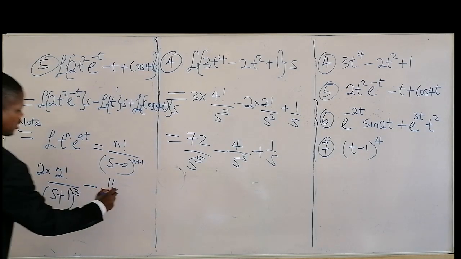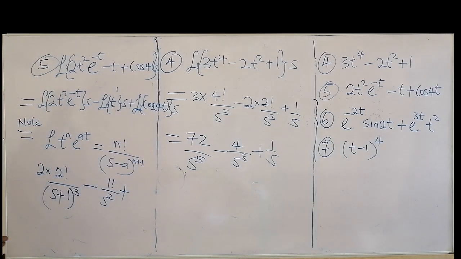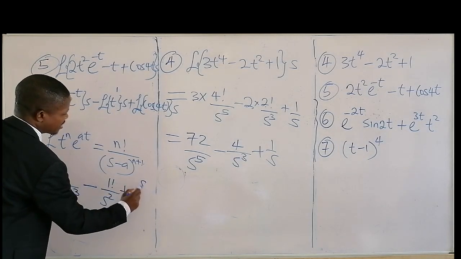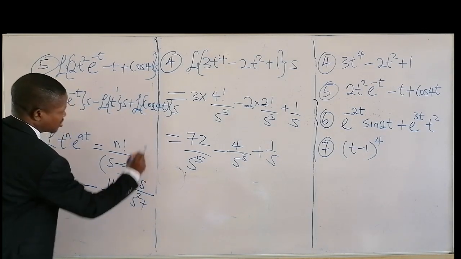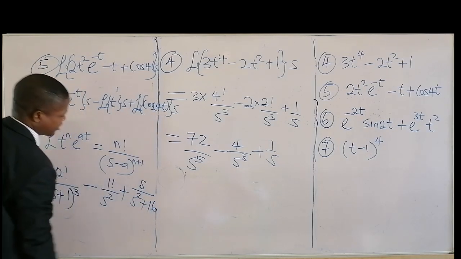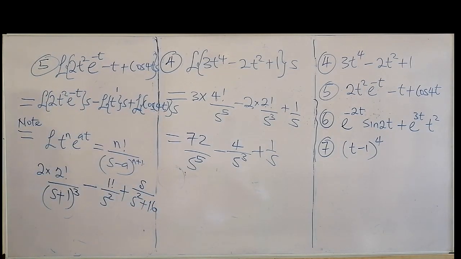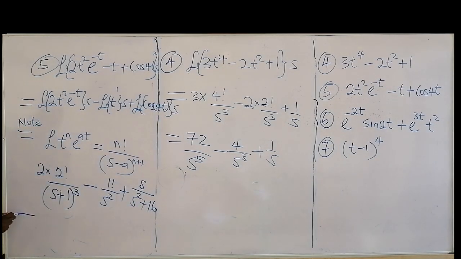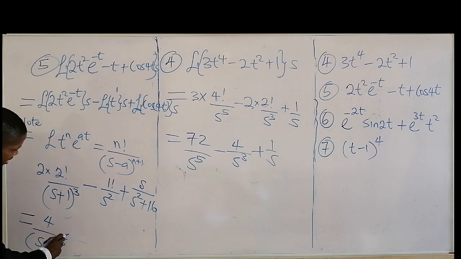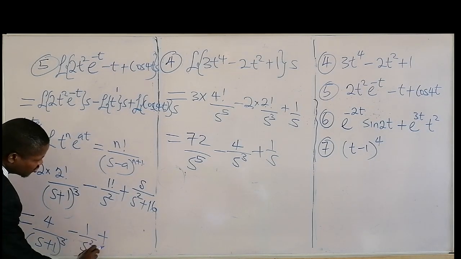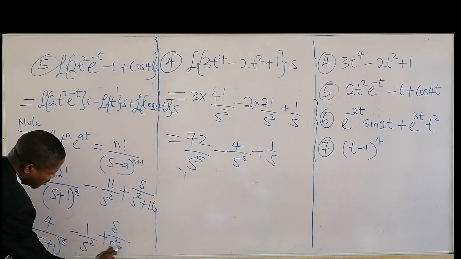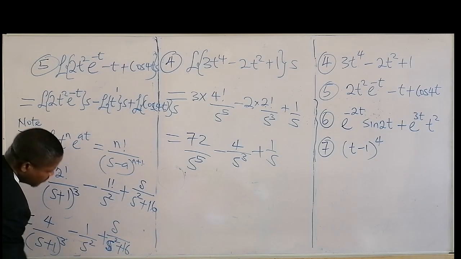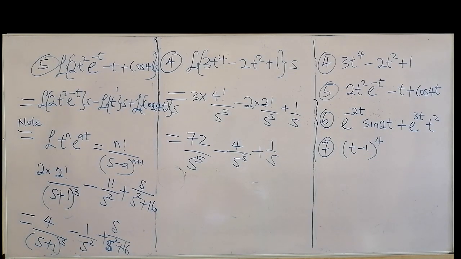Then the last one there, the Laplace of 4t, will be equal to x over x squared plus 4 squared, which is 16. The attachment to your t is 4, so 4 squared, that's 16. So on the final note, this will be 2 times 2 factorial, which is 2 times 2, that's 4, over x plus 1 to the power 3, then minus 1 over x squared, then plus x over x squared plus 16. Okay, so that's that on question 5.